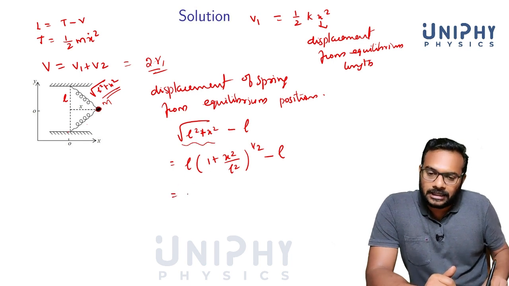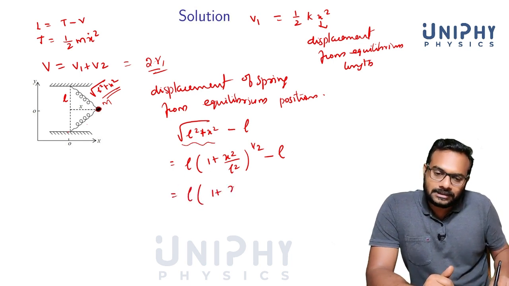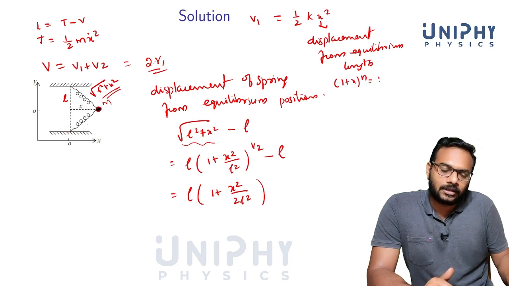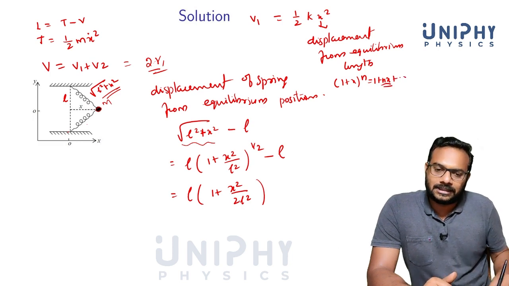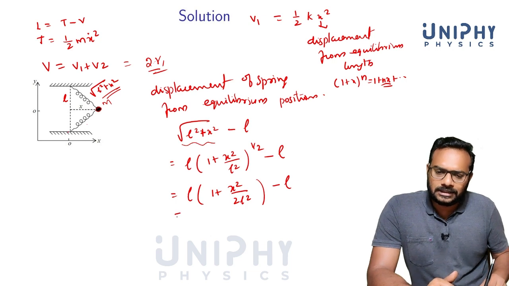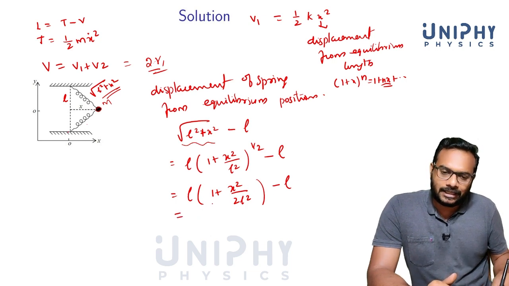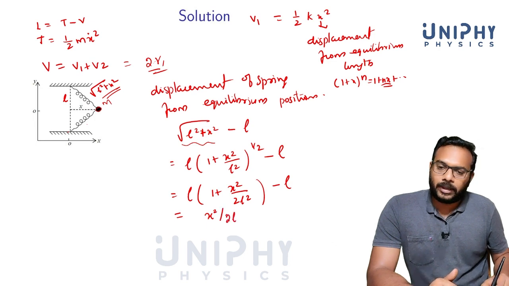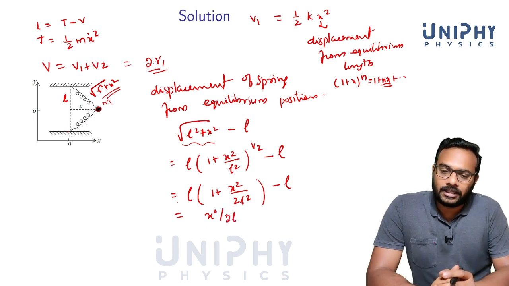So this becomes L times (1 plus x squared by 2L squared), because we are just making a binomial expansion and we know that (1 plus x) raised to n goes like 1 plus n x plus, etc. We take only this term. So that's why we have it here, minus L. L and L get cancelled. So this becomes x squared divided by 2L.